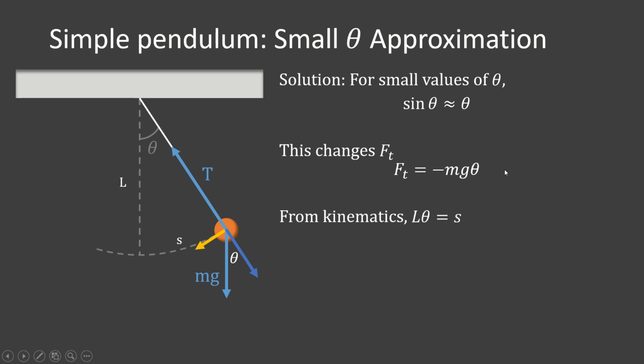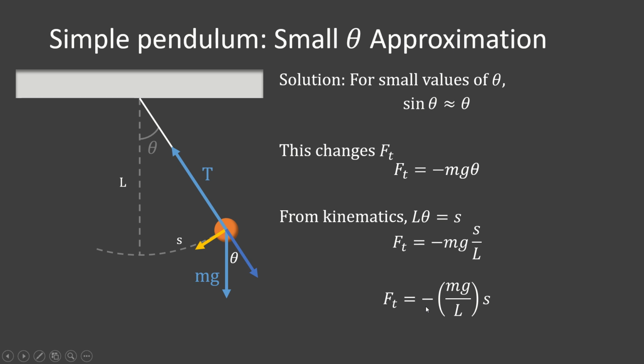Because from kinematics, you know that the arc length is just equal to the radius, and for this case it's L, times the angle. So this could be replaced with negative mg s over L. At this point in time, it already looks a lot like Hooke's law. All we need to do is rearrange some of the values to find this equation. And this equation, if you think about it, this mg over L can already substitute as your spring constant.